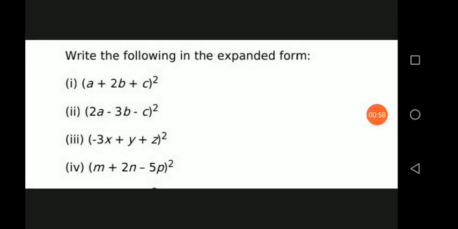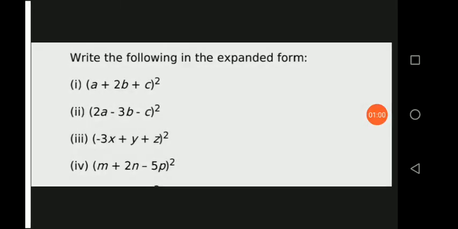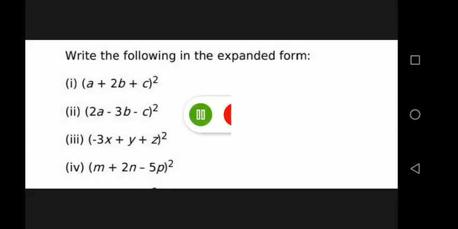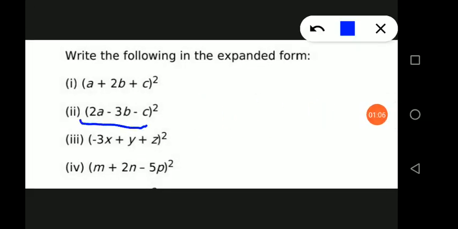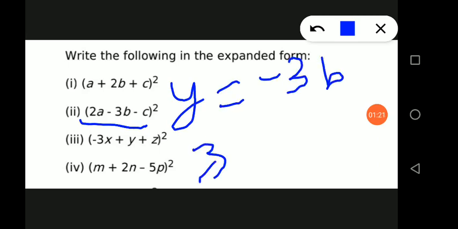Now next we have 2a minus 3b minus c whole square. Again you know that you have to apply the same formula x plus y plus z whole square, but what we will take is y equal to minus 3b and z equal to minus c. Understood? So you can do second, third and fourth part on your own by applying the formula.